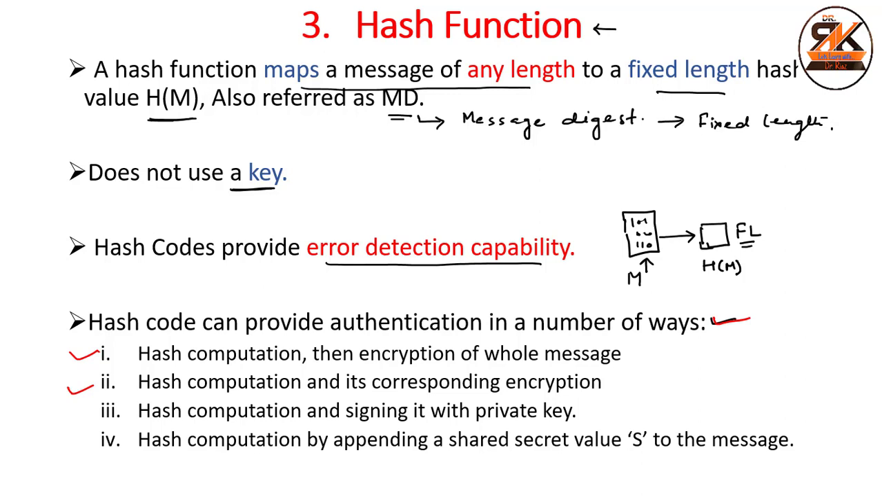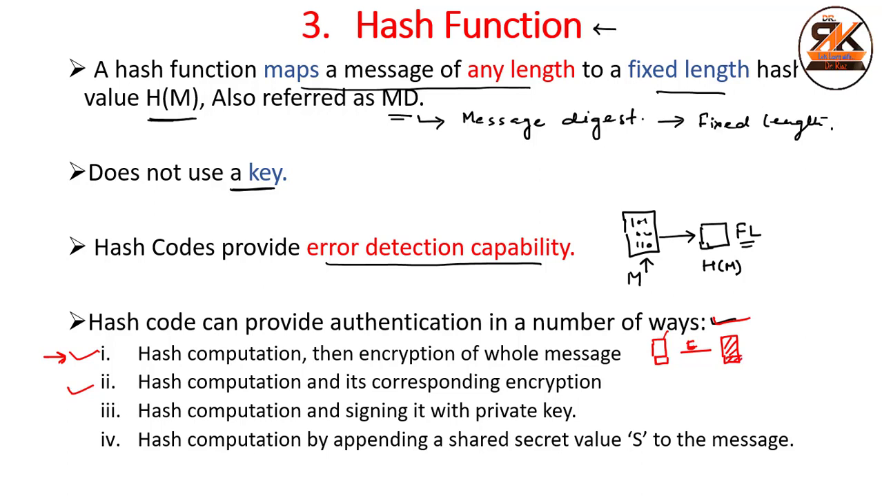Then second is hash computation and its corresponding encryption. In this first case, we were computing the hash and then the whole message that is appended with the hash value is encrypted. So first we were computing the hash and then that hash is appended to the original message, and then we were doing the encryption process here, and after the encryption process you are going to get a complete encrypted message along with this appended hash.